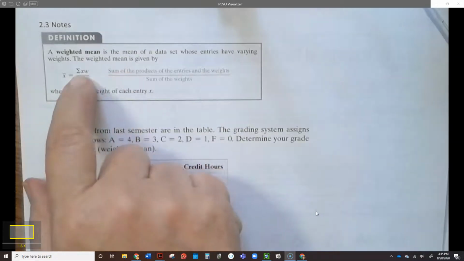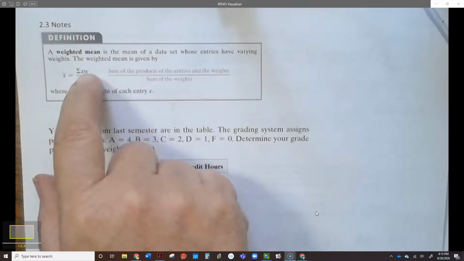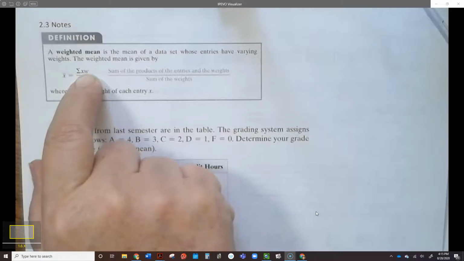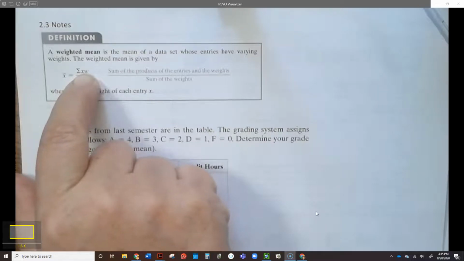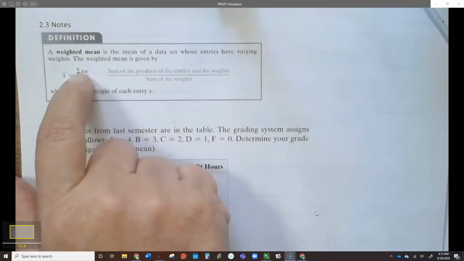So it says XW. In algebra, and I know you're thinking, I'm not in algebra. Well, we're expecting you to know that from algebra. When you have two letters written side by side without an operation symbol, then it's implied multiplication. So XW is really X times W.